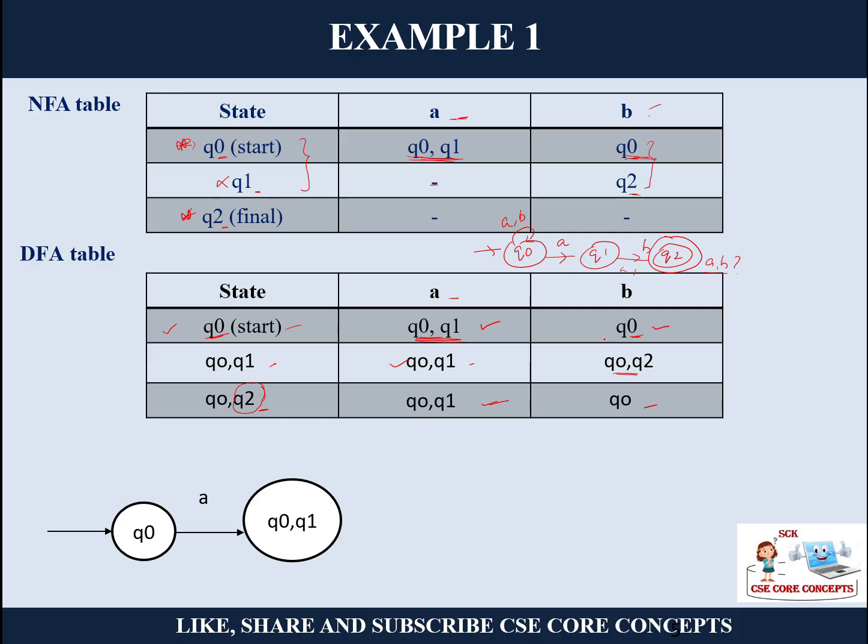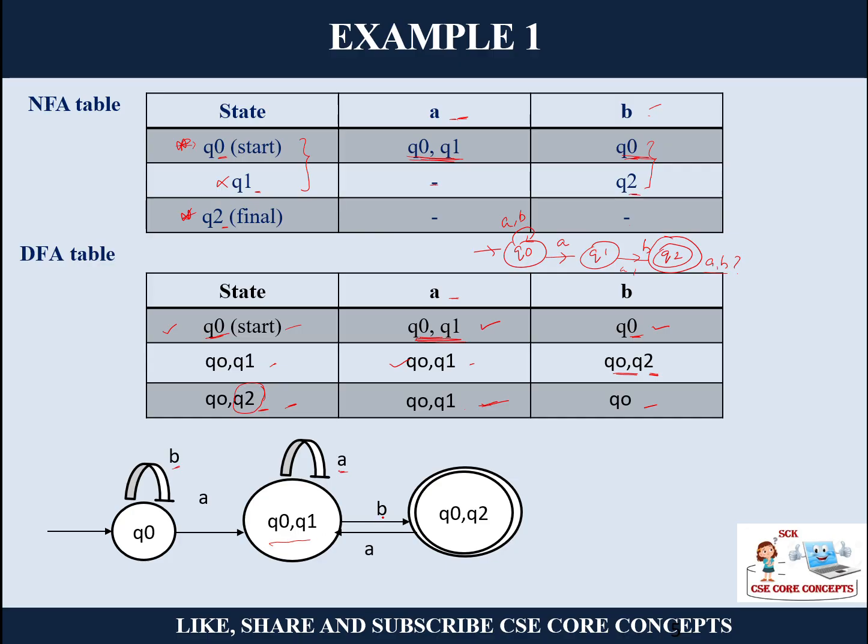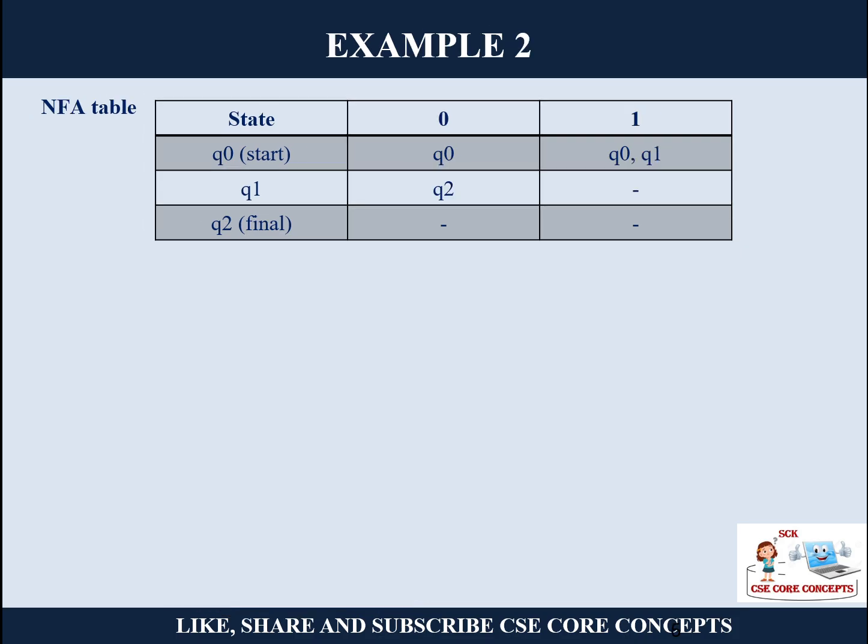With input B, you remain in that state. Now from Q0, Q1 with input A, you remain in that state, and with input B you go to the state Q0, Q2. Wherever there is Q2, that becomes your final state, so it is a final state. Now from Q0, Q2 on input A, it will go to Q0, Q1, and with input B, it will go to Q0. So that is done. I hope you understood it. Let's solve some more problems.